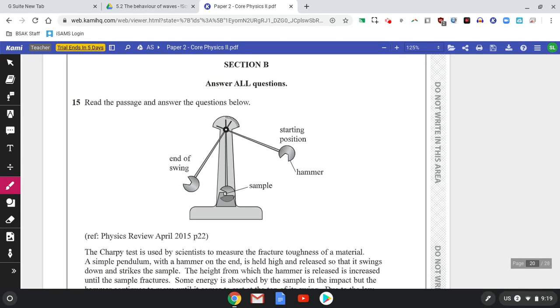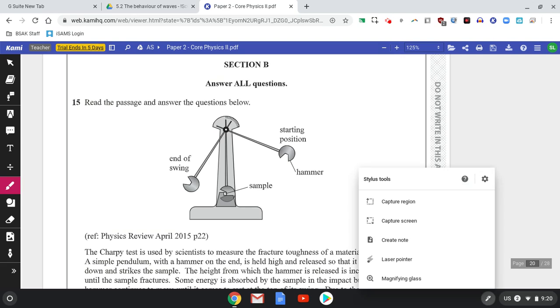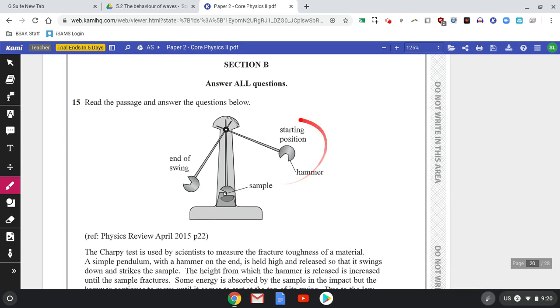Right, so it's about application of knowledge. We have the Charpy test, used by scientists to measure the fracture toughness of a material. It's a simple pendulum. You've got this thing here, which is let go and it swings. Now your sample of material is here, and you keep dropping it from increasing heights until the sample fractures. The maximum height you can drop it from at which it fractures can be used to find the fracture toughness.